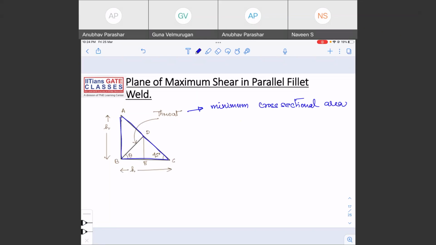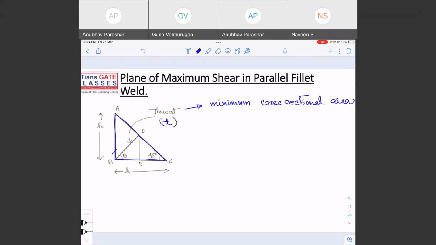So the length of the throat is given by T. This is not the length exactly, the thickness, this dimension is given as T. We consider this angle as 45. So the value of T actually becomes H. You can see this way.